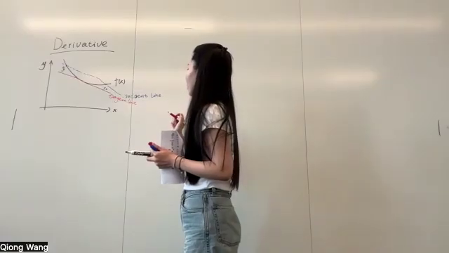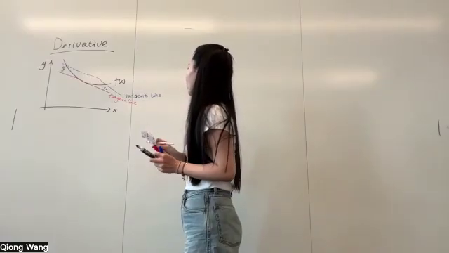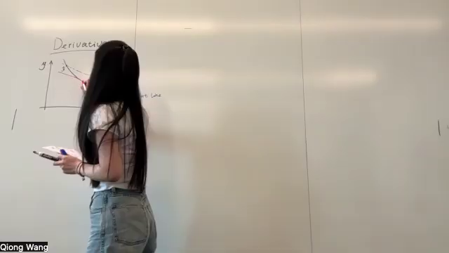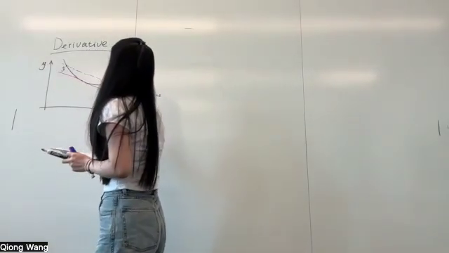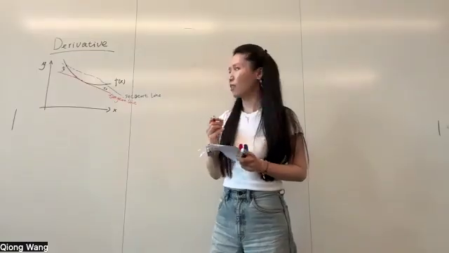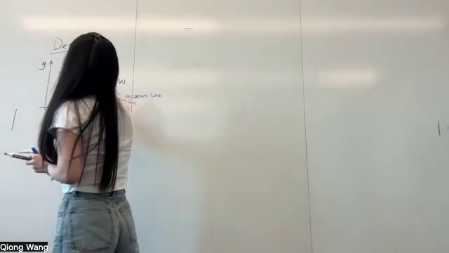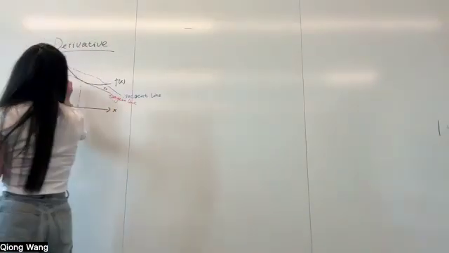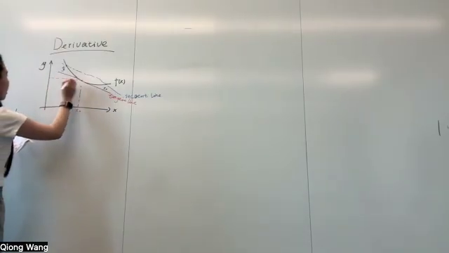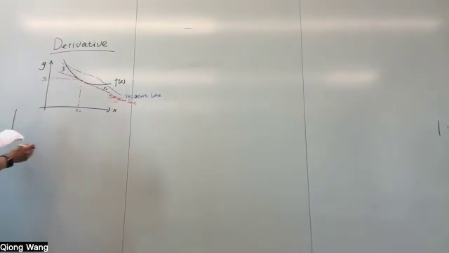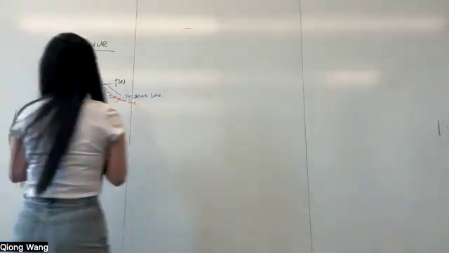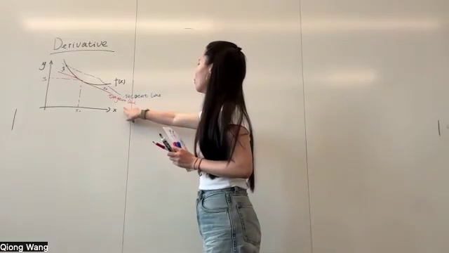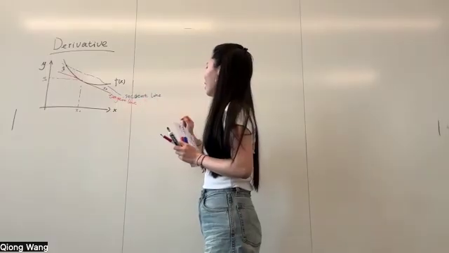The tangent line is a very special situation of the secant line, where the two points are limited to be very close together, like this. This is x0, and this point is y0. So the derivative means the slope of the tangent line.